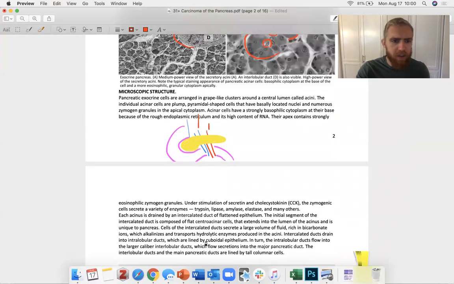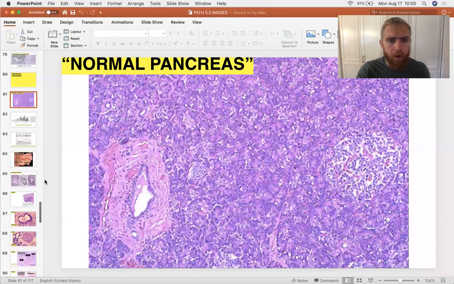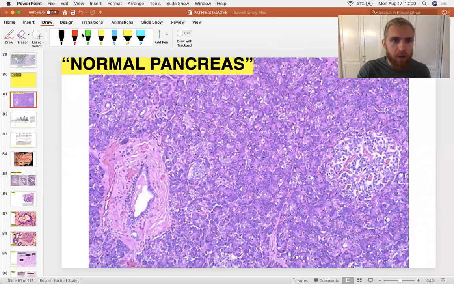And I'd like to take one more look. I got a color photo here. Here we've got a normal duct on the left side of this screen. Notice the simple cuboidal epithelium on it. That's the cell that turns cancerous in a ductal adenocarcinoma. Over here on the right, we see an islet of Langerhans, which is going to contain, amongst other things, alpha cells that make glucagon and beta cells that make insulin.